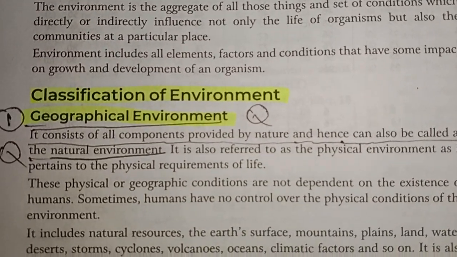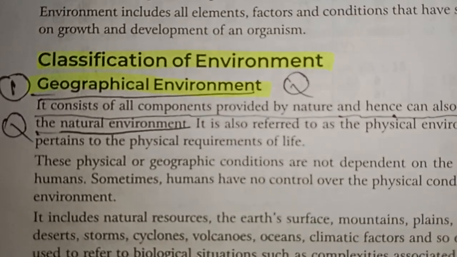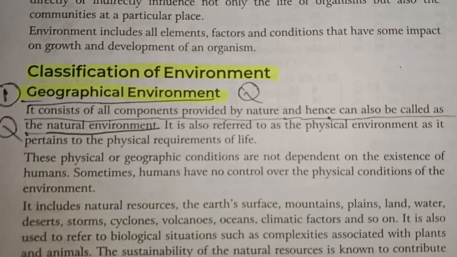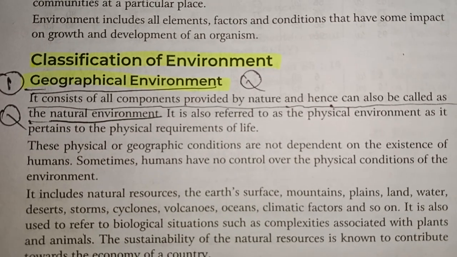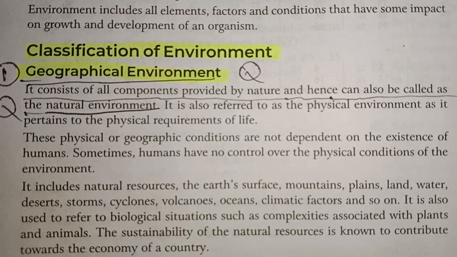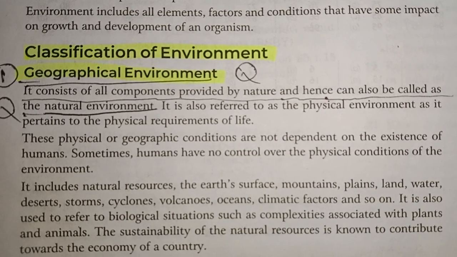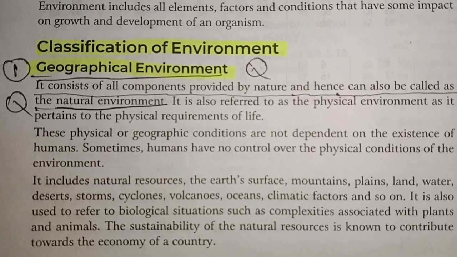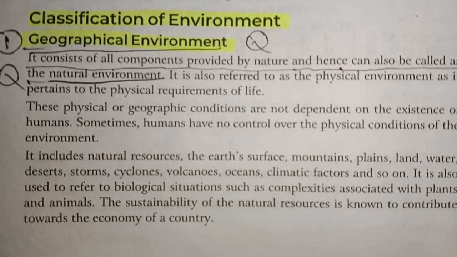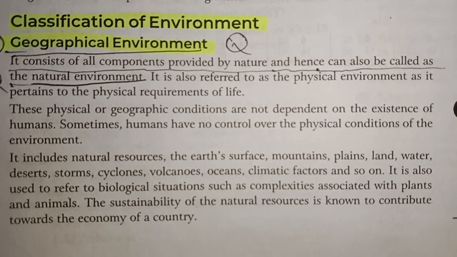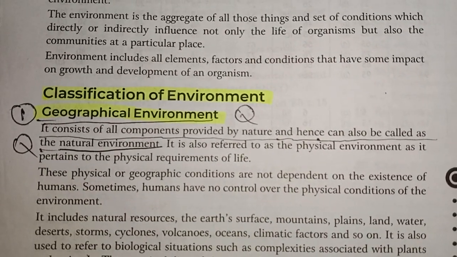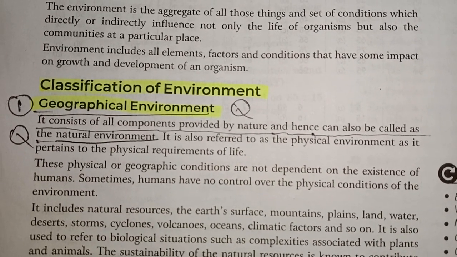Classification of environment. Geographical environment. It consists of all components provided by nature and hence can also be called the natural environment. It is also referred to as the physical environment as it pertains to the physical requirements of life. These physical or geographic conditions are not dependent on the existence of humans. Sometimes humans have no control over the physical conditions of the environment.